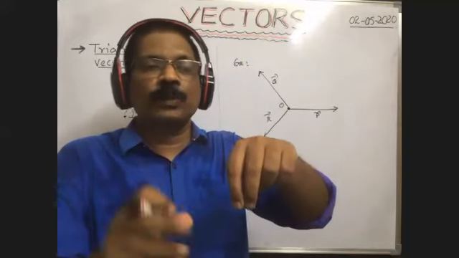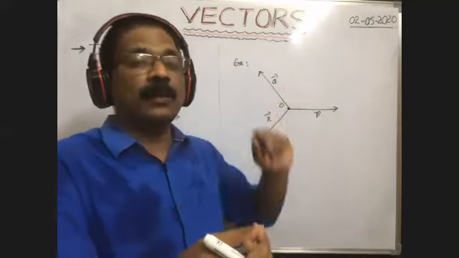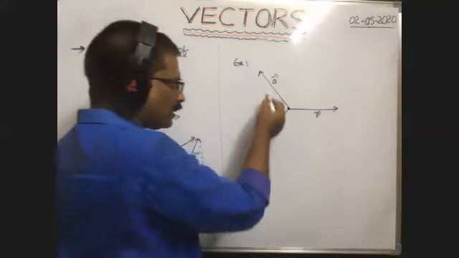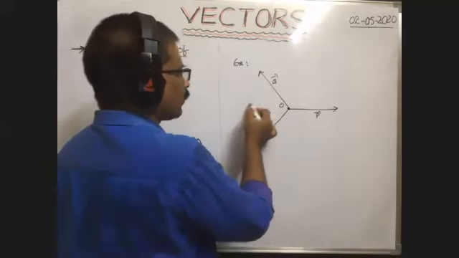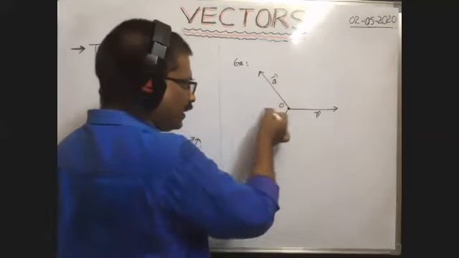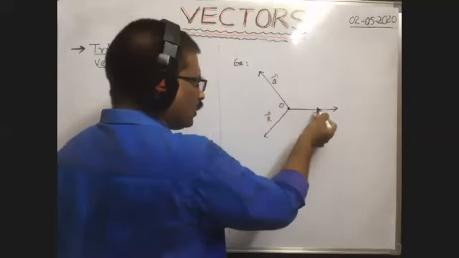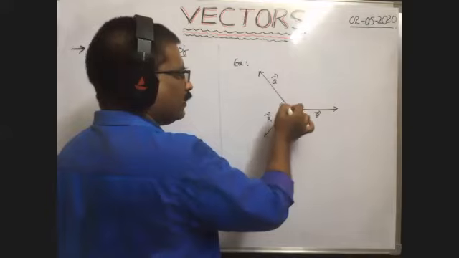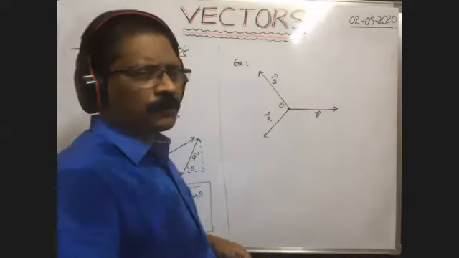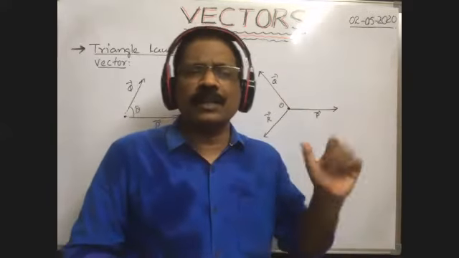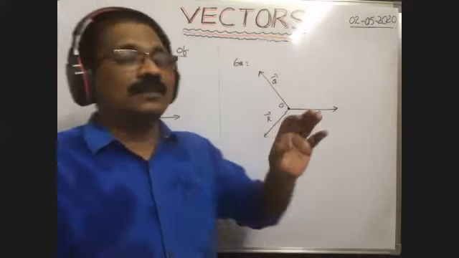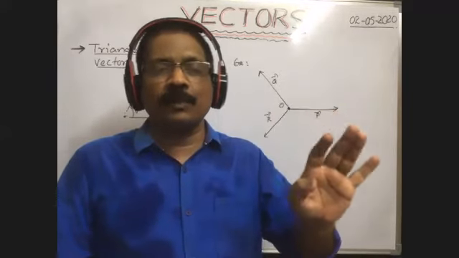But 3 coplanar forces, as here, can keep the particle in equilibrium, because the resultant of these two lies in this direction. The resultant of these two may lie in this direction, which is exactly opposite to this one. And if the magnitude is also the same, then the net force acting on the particle becomes 0. That's why the particle is in equilibrium. That's why 3 coplanar forces can keep the particle in equilibrium.